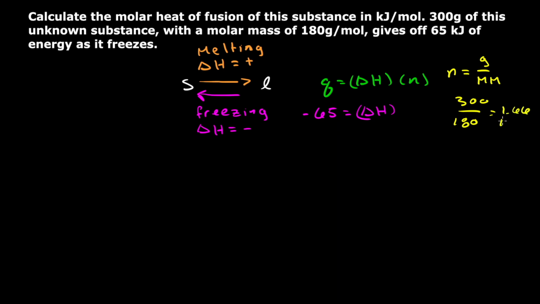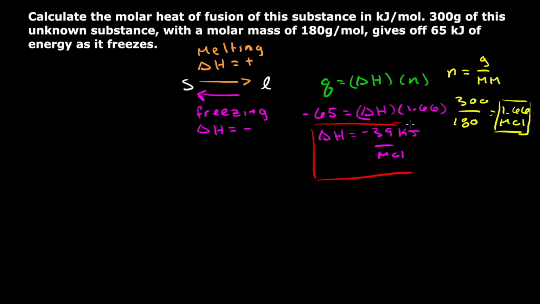1.66. And so this is the number of moles that I have of this unknown chemical. And so I'm going to say that I have 1.66 like this. Now when I solve this for delta H, I'm going to get that the delta H value is equal to negative 39, in units of kilojoules per mole. And so now that I know I have this in kilojoules per mole, I'm going to take this value and put it in here. And so that's going to be the delta H.